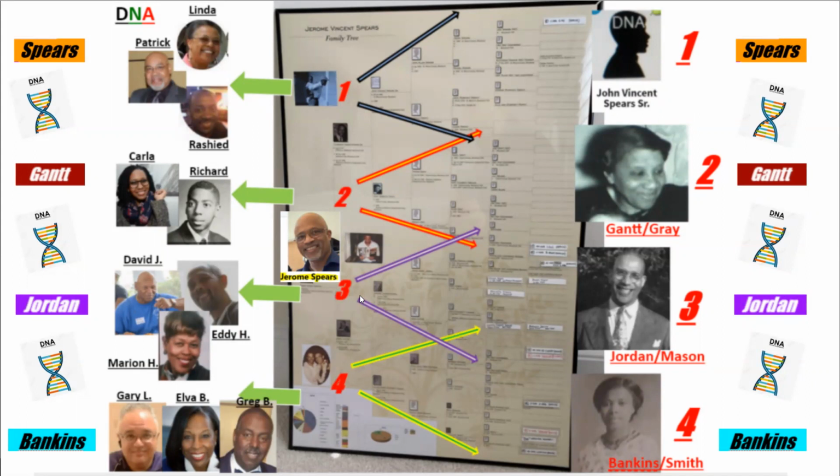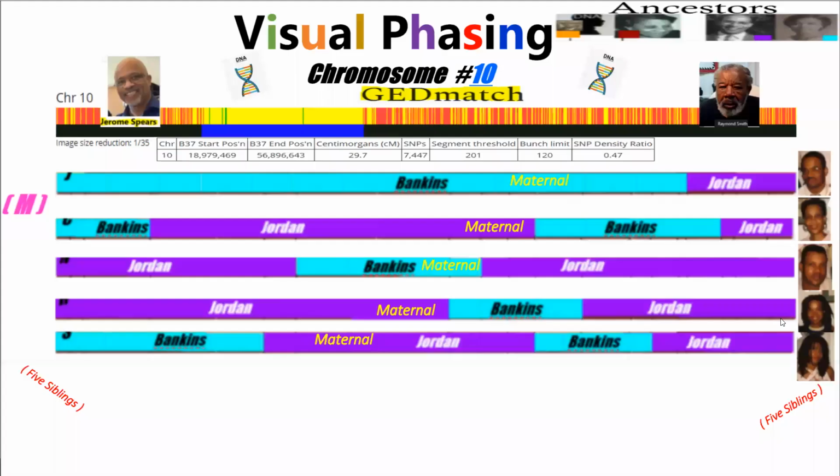So it allows you to be more focused, more efficient in your research as you're trying to go perhaps deep back into your tree to find a potential match. So in looking at the DNA for chromosome 10, which was the one where we had all the matches earlier, I pull up my cousin Raymond Smith and look at his placement of DNA, a 29.7 centimorgan match between 18 million and 56 million on chromosome 10. So that's the address and specific location of the matching DNA that Raymond and I share.